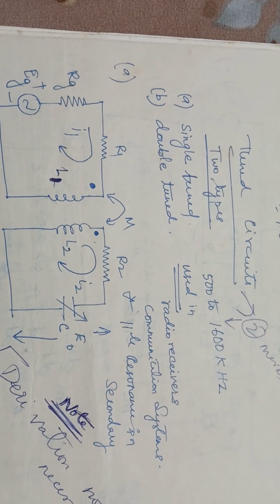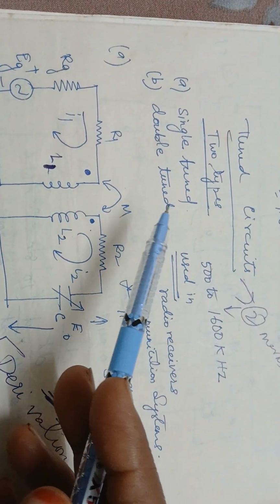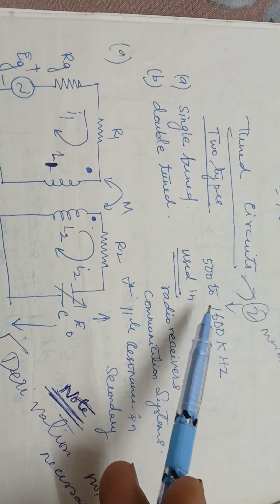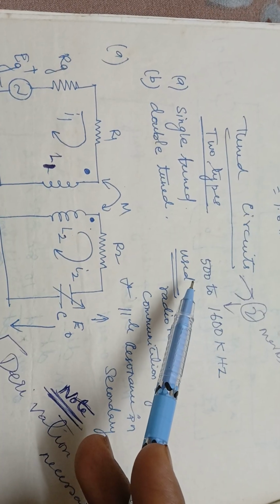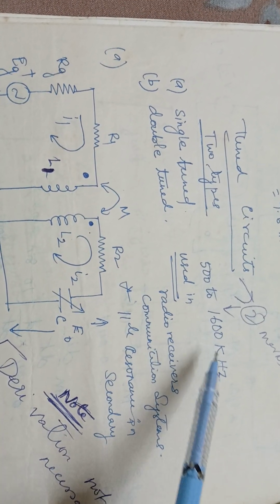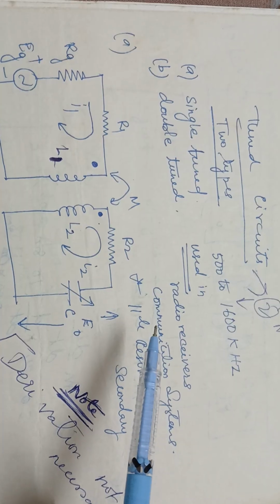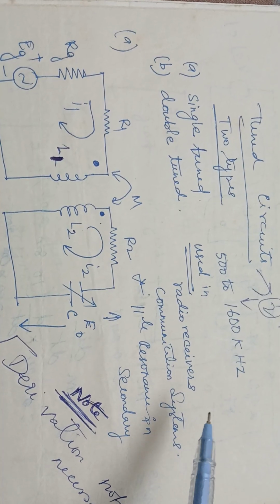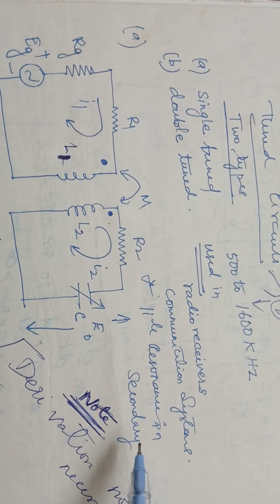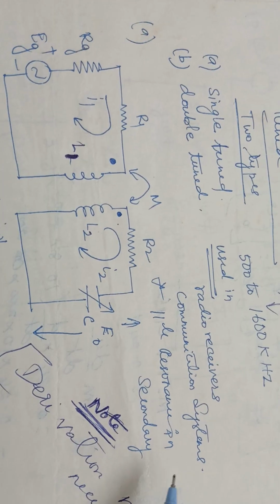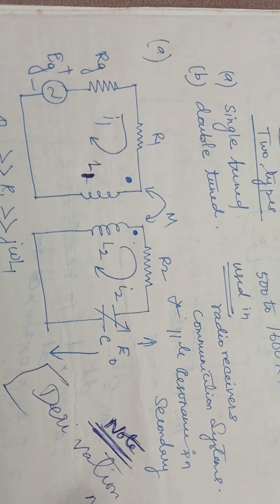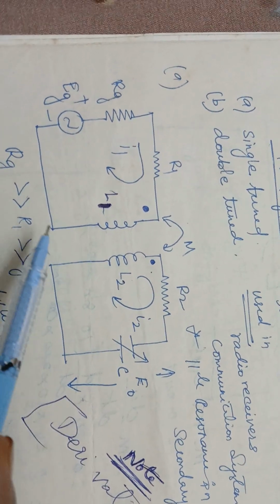Tuned circuits are of two types: single tuned circuits and double tuned circuits. Here it is in the frequency range of 500 to 1600 kilohertz. The uses of the tuned circuits are radio receivers, communication systems, and parallel resonance in the secondary. So this is the circuit of the tuned circuit.